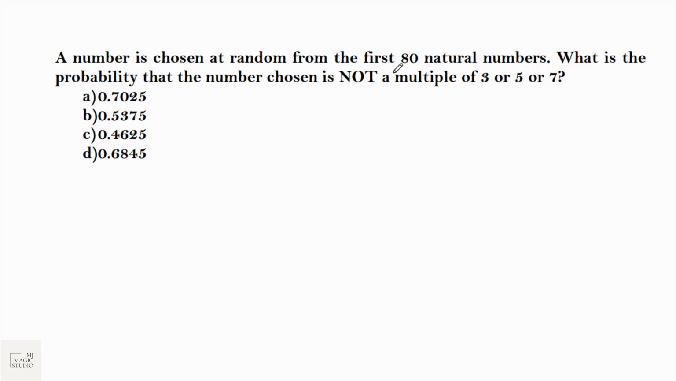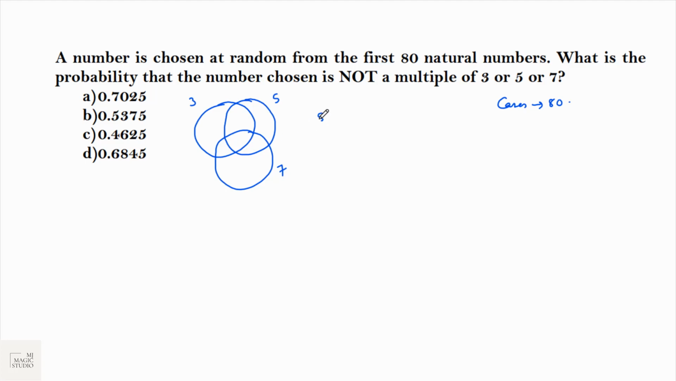A number is chosen at random from the first 80 natural numbers. So the total number of cases would be 80. What is the probability that the number chosen is not a multiple of 3 or 5 or 7? So let us find whether it is a multiple of 3 or 5 or 7. Then out of 80, if we deduct the multiples of 3, 5 and 7, that would be the required probability. So that is A union B union C we need to find out first of all.